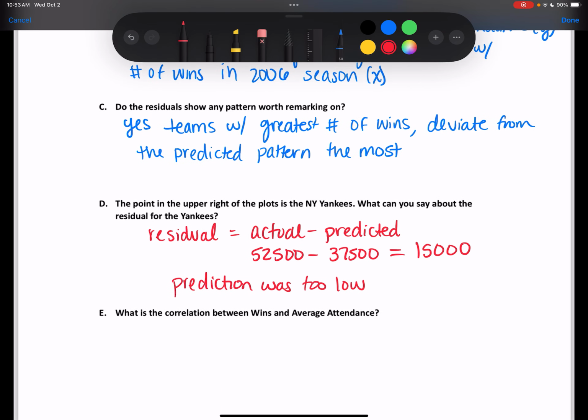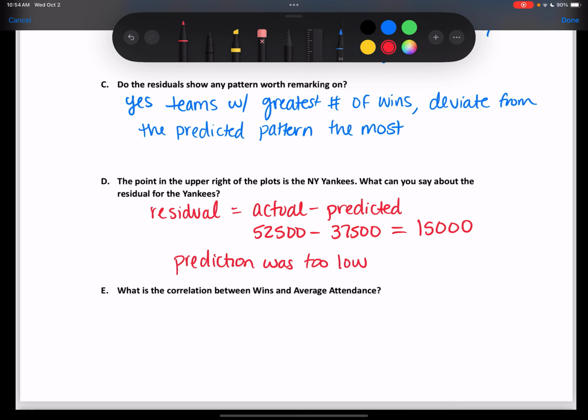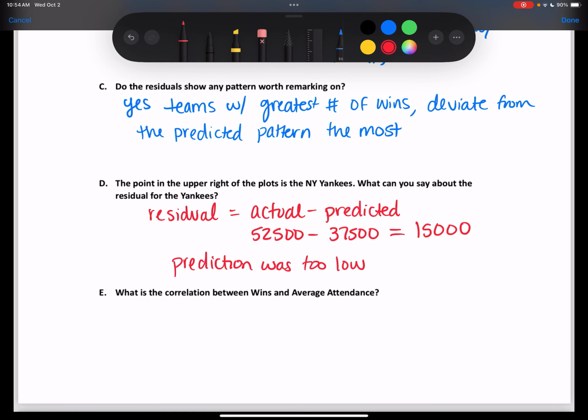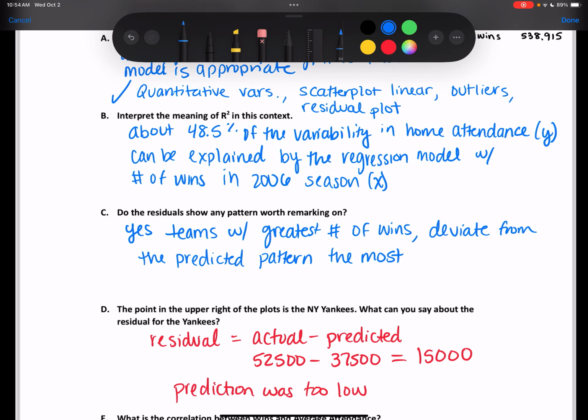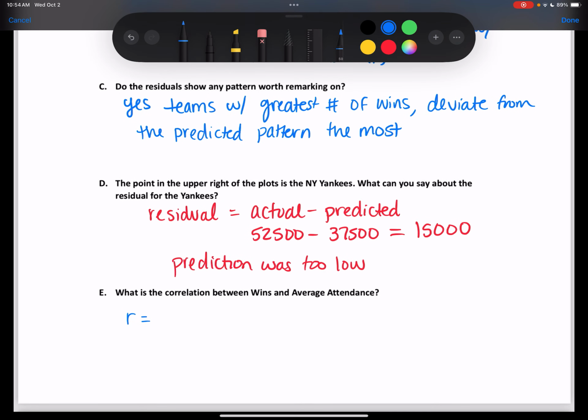What is the correlation between wins and average attendance? So correlation is R, but they gave us R squared. So R is equal to the square root of R squared, which would be the square root of 0.485. Remember, we have to change it to a decimal. For the sake of time, I'll just tell you that would be 0.696.